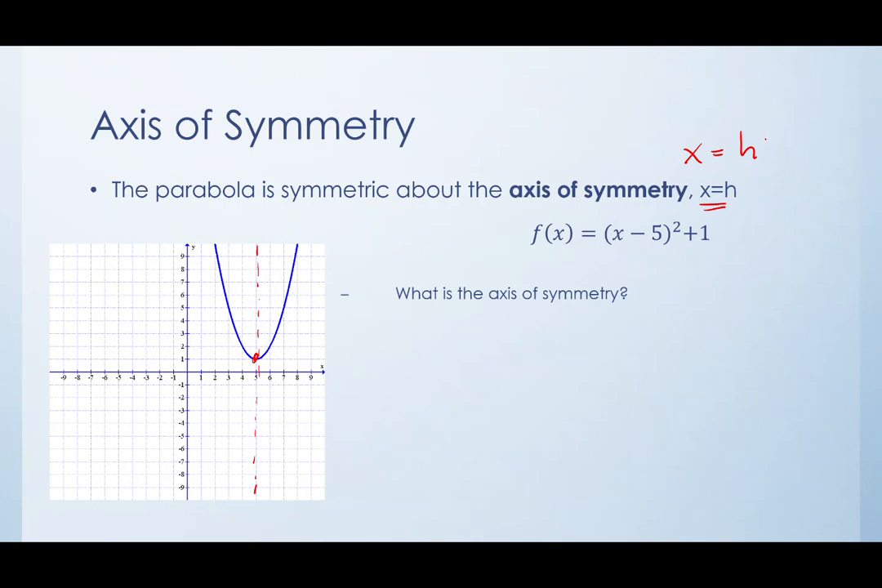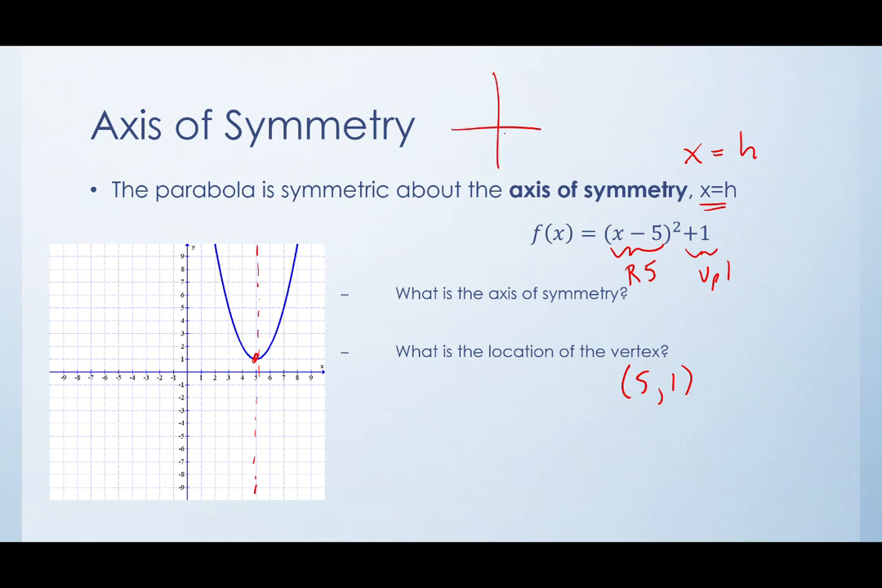So for this one, we know the x minus 5 means that it's been shifted right by 5, and the plus 1 means up 1 unit. So we know that our vertex should be at (5, 1), right? Because we're basically taking the point (0, 0), and we're going to move over plus 5, and we're going to move up 1. And there's our new vertex, (5, 1).